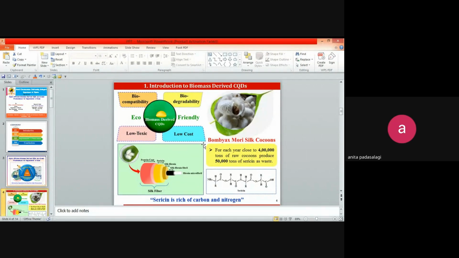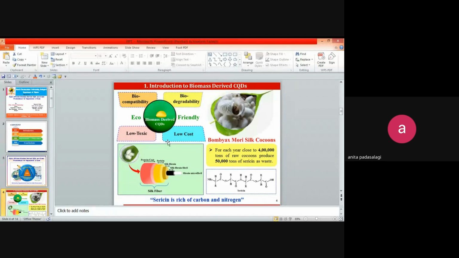So biomass-derived carbon quantum dots offer several advantages: biocompatibility, biodegradability, low cost, low toxicity, eco-friendliness. They also offer more advantages in various fields: photocatalytic, electrocatalytic, and biomedical applications. In this regard, here we chose Bombyx mori silk cocoon as a natural biopolymer, which consists of two proteins, particularly silk fibroin and sericin.